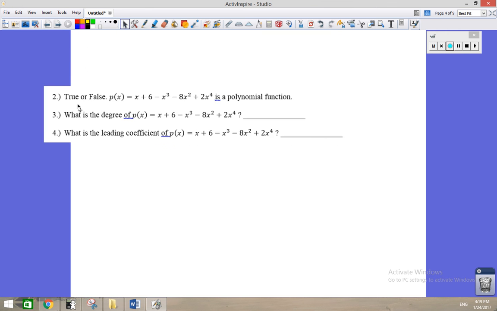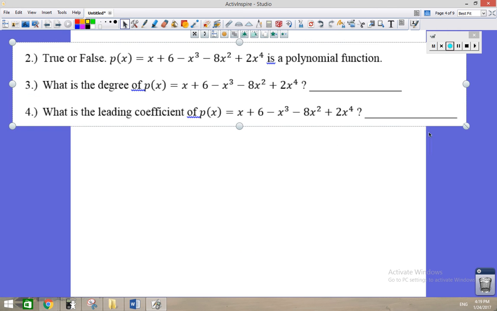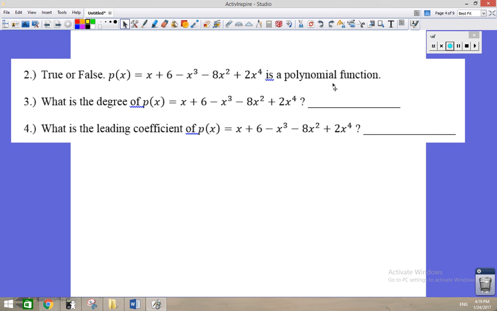Alright, so let's take a look at these and answer these all at the same time. How do I know whether or not this is a polynomial function? I look at the exponents on the variable and make sure that they are positive integer exponents: 1, 3, 2, 4. I don't see any negative numbers. I don't see any fractions. I don't see any square root of x or any radical. I do not see any x's in a denominator. It is true that this is a polynomial function.